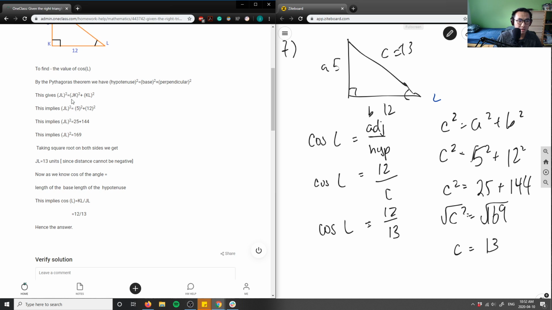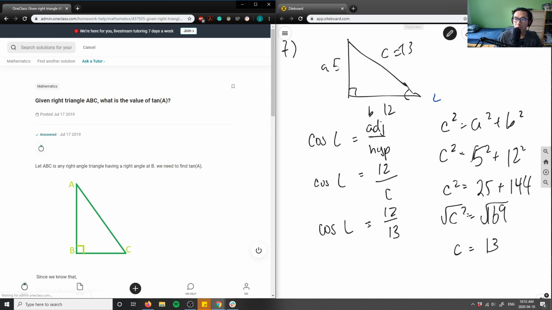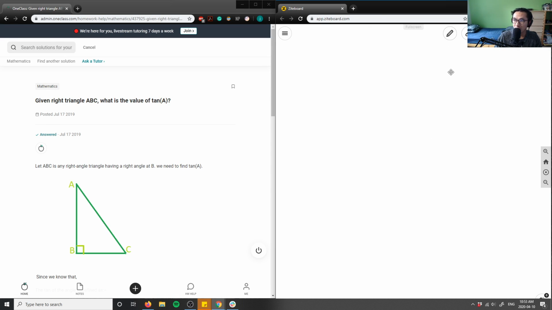So again, they used the triangles, which is great. 169, square root of that is 13, good. And then length of base divided by length of hypotenuse, right? Good. So adjacent divided by hypotenuse gives you 12 over 13. Great solution. Perfect solution and analysis. So again, very similar to what we were doing before, right? Okay, this is number 8. And 7 minutes to go over 3 questions.